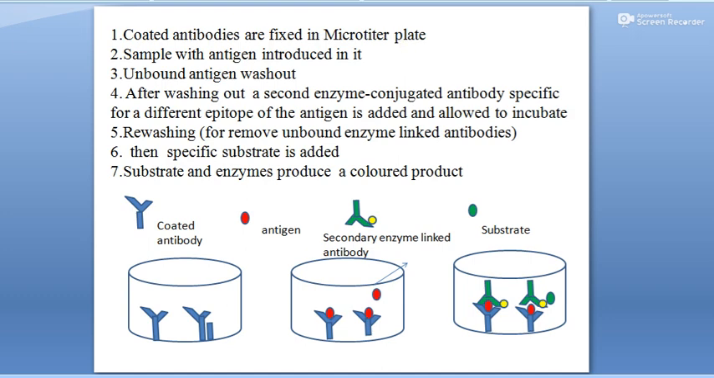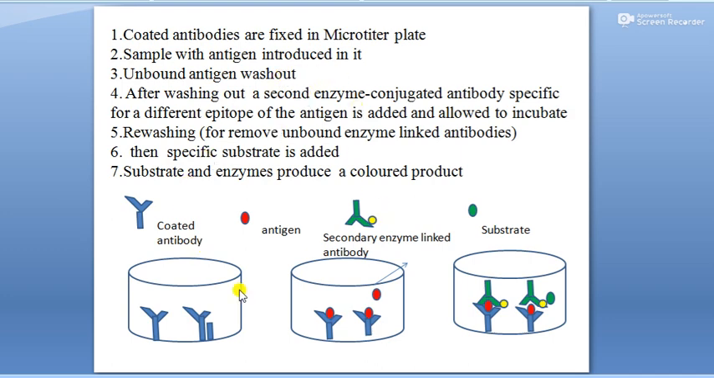In this case, sandwich ELISA, no antigen is coated into the microtiter plate. A specific type of antibody is coated into the microtiter plate. Next, the sample with antigen is introduced into it. Samples means the serum in which the specific type of antigen is present, right. Then the next step is unbound antigen washout.